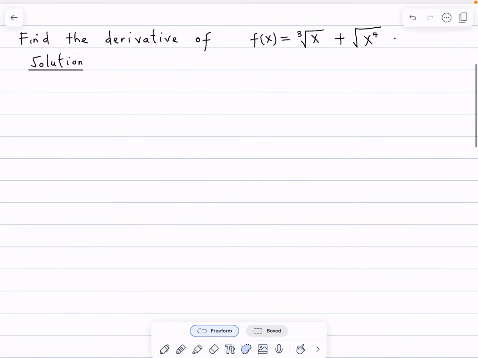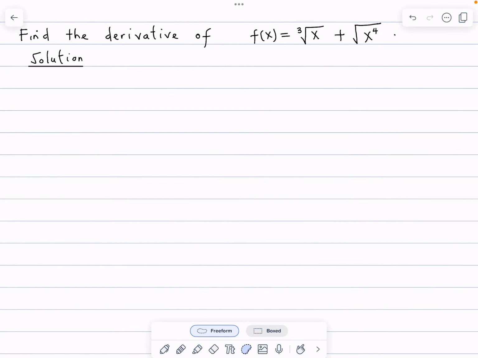Hello friends, let's find the derivative of f of x equals the cube root of x plus the square root of x to the power of 4. So how can we do this?